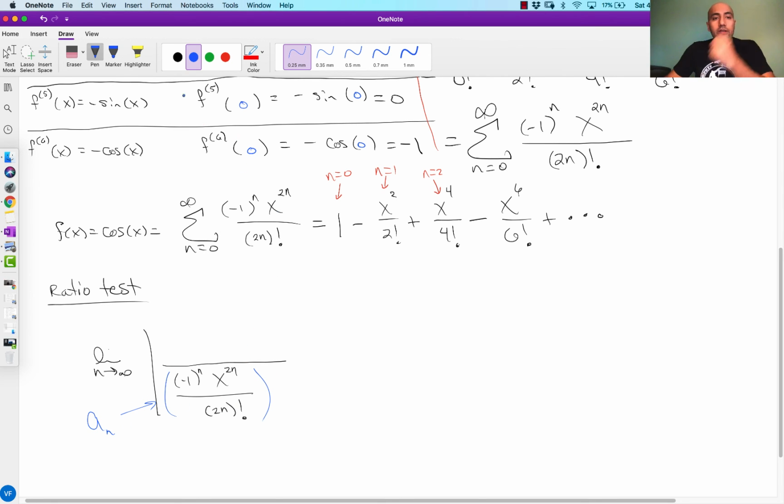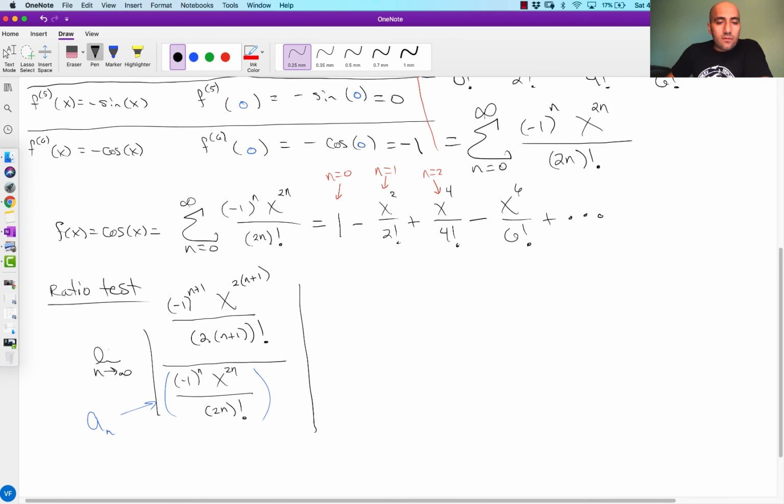And now in the numerator, we're going to have another giant fraction, where every n is replaced by an n plus 1. So this would be negative 1 to the n plus 1, x to the 2 times n plus 1. Be careful that the 2 multiplies by n, so 2 must multiply by n plus 1. And then in the denominator, we'll end up with 2 times n plus 1 in parentheses factorial.